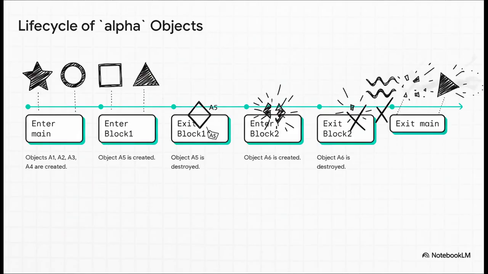This timeline just brilliantly shows the whole life cycle. So watch this. As soon as we enter our main function, bam, 4 alpha objects get created. Then we go into this little temporary block of code, and a 5th one, A5, is born. But the moment we exit that block, poof, A5 is automatically destroyed. Same thing happens with A6 in the next block, and then when the whole program is about to end, the first 4 objects get destroyed. But look at the order. It's the exact reverse of how they were created. Last one in is the first one out.